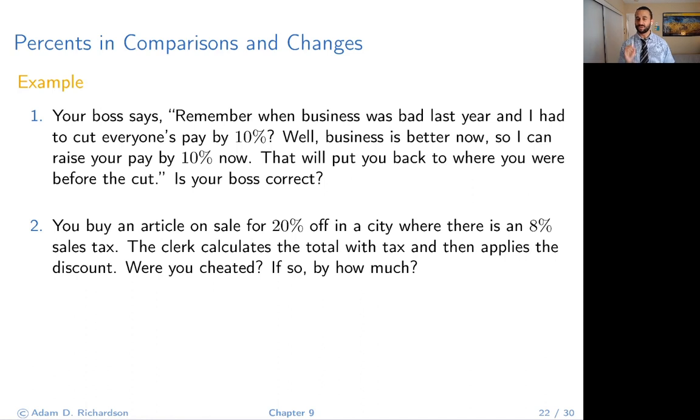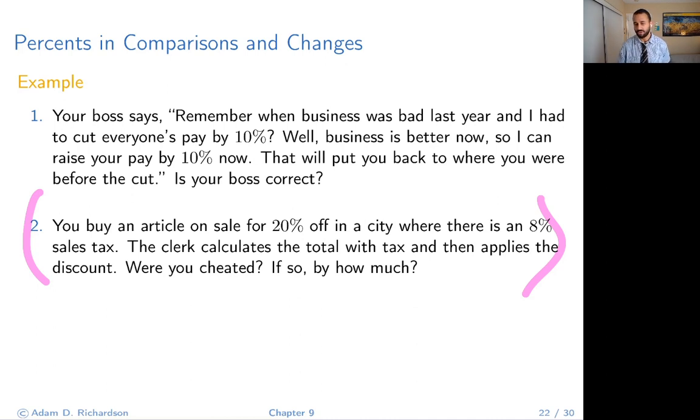All right, how about this one? This one is great. I feel like everybody needs to experience retail work at least once in your life. If you've never had to be a clerk or work at a register or deal with customers, you really should. This is one of the common arguments that comes up between customers and clerks. So let's take a look at this and see if we can make sense of it.